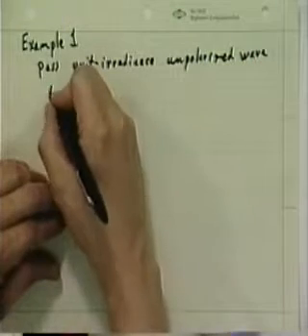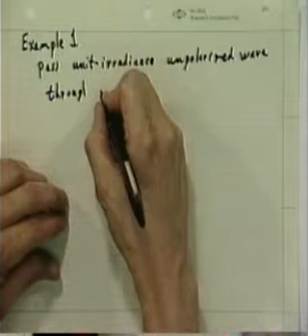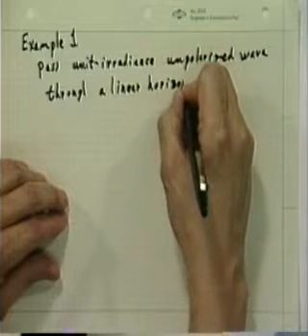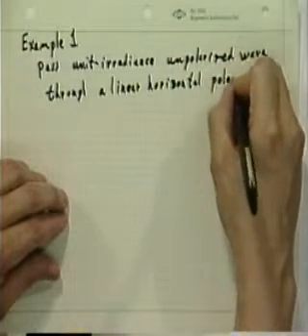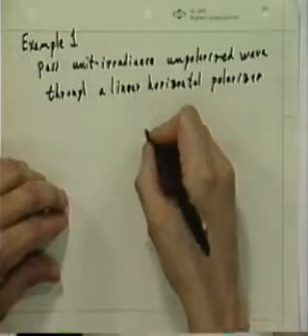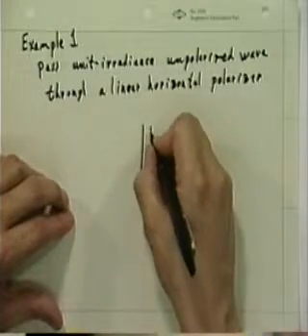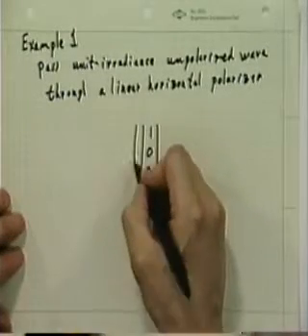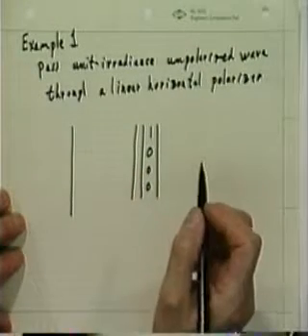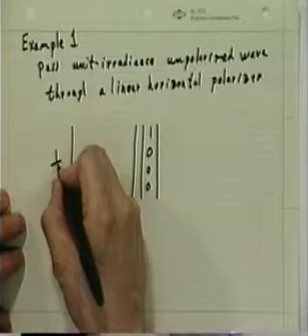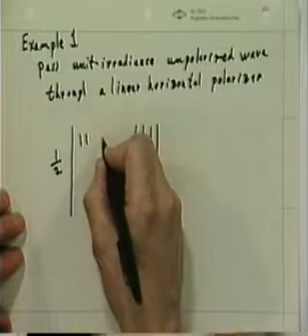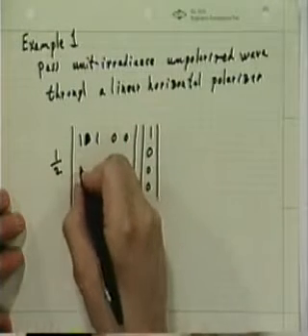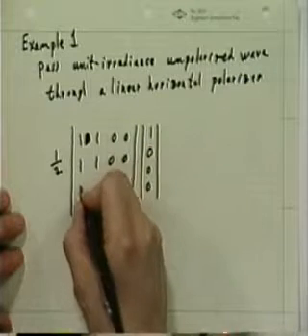wave through a linear horizontal polarizer. So we start out here, we have unit irradiance unpolarized, so that's 1, 0, 0, 0. And we're passing that through a linear horizontal polarizer. So if I look at my notes, that would be a 1/2, and then 1, 1, 0, 0, 1, 1, 0, 0, and then a whole bunch of zeros.